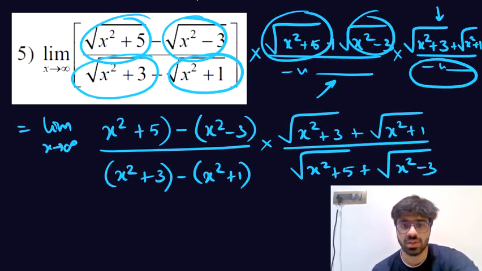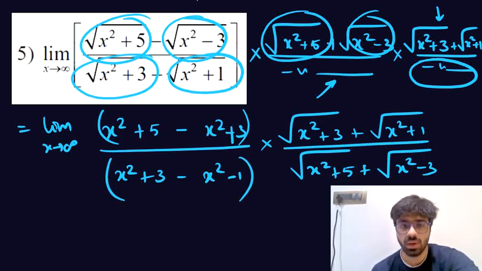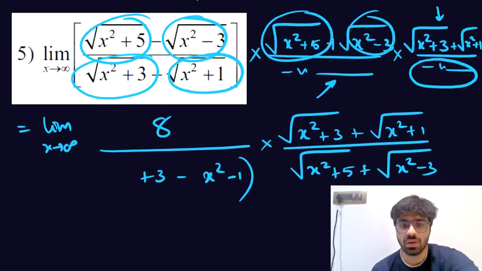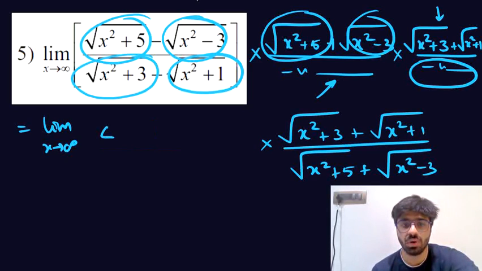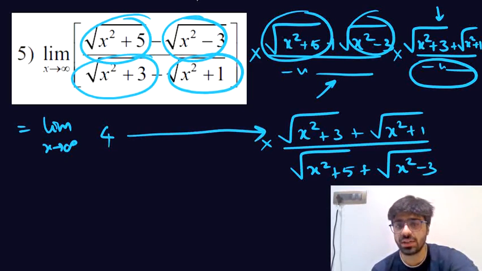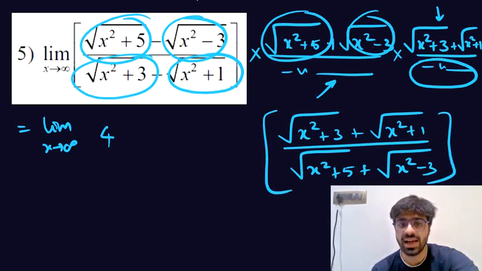If you expand the bracket here, this will be x square plus 5 minus x square plus 3, x square plus 3 minus x square and minus 1. Now x square and minus x square get cancelled, plus 5 and plus 3 will be plus 8. X square minus x square get cancelled, plus 3 minus 1 will be 2, 8 by 2 will be 4. So we have 4 into this entire bracket as the value for our limit. Now this bracket can be divided with x in the numerator as well as denominator. So you will have the final expression looking something like this.